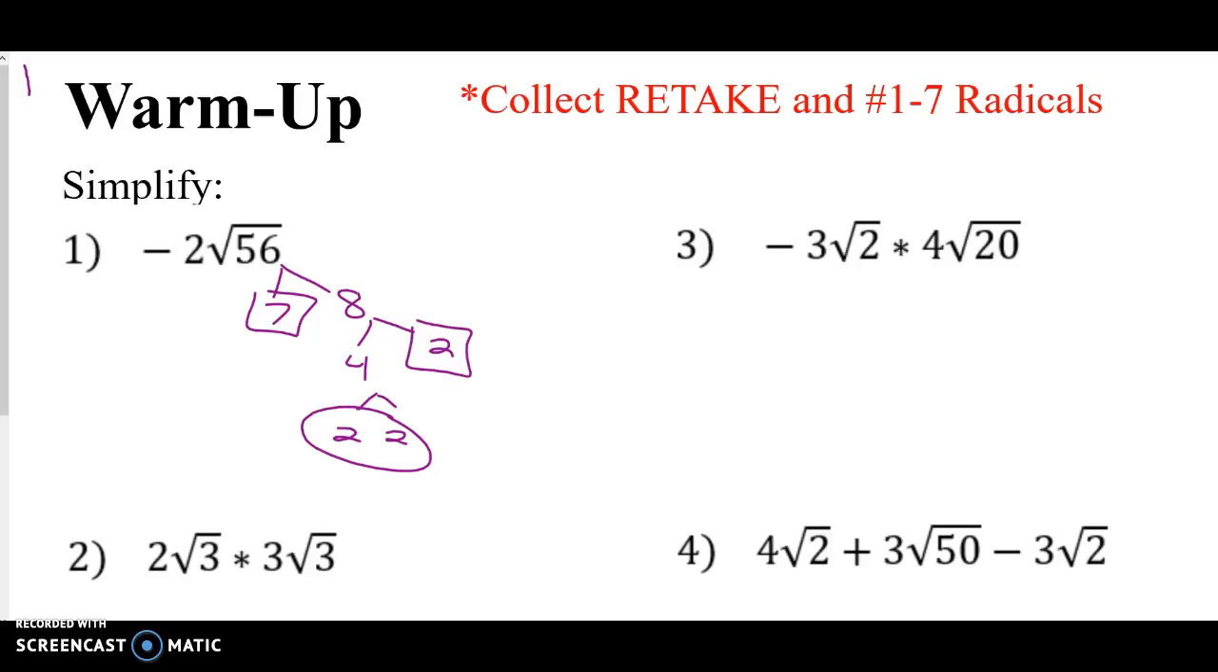2. 2, but there was already a negative 2 in front. So what do we do? Negative 4. Yeah, we multiply. So we will get negative 4 square root of 2, and the things that stay home, 7 times 2, is 14. So your final answer will be negative 4 square root of 14.